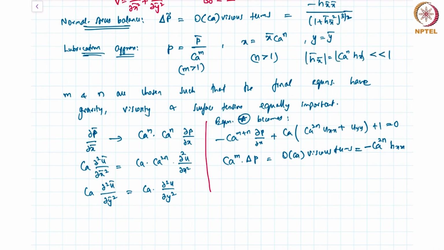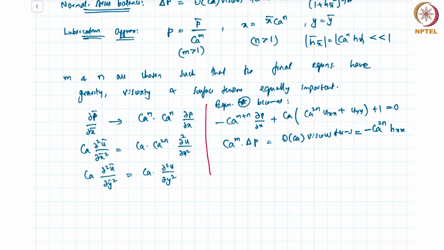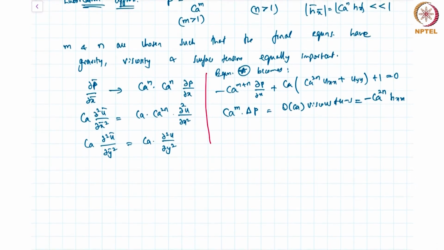Right? So therefore I'm not writing the denominator. So now we have two equations. The first equation is coming from the momentum equation, and the second equation is coming from the normal stress balance. So we want to ensure that gravity, viscosity and surface tension are all important. If you look at the normal stress balance, it tells me that the pressure term and the surface tension term have to be in balance.